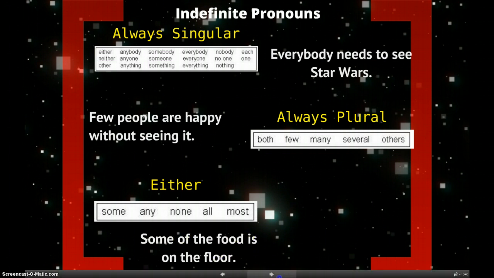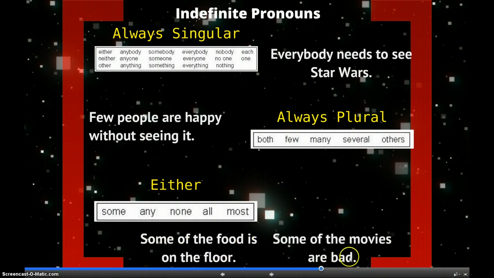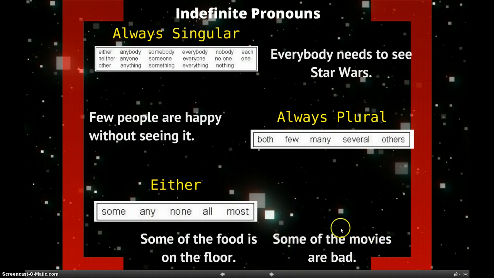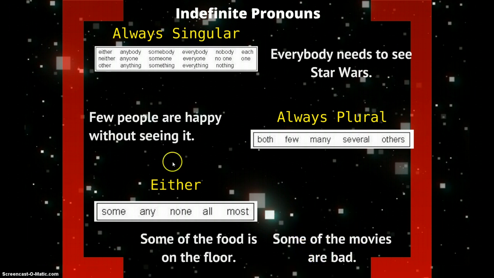That makes it singular. As opposed to some of the movies are bad. This is a definite amount of several different movies. This is more than one movie that we're referring to, so we can use the plural verb are. What you will most commonly see mistakes with, and what you'll most commonly see on tests, are these always singular ones, because they're the most tricky. So do remember, anybody, somebody, anything with body in it, with one in it, or with thing in it, is going to be singular. So you're going to have to use a singular verb with them.